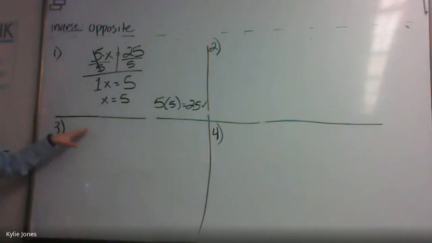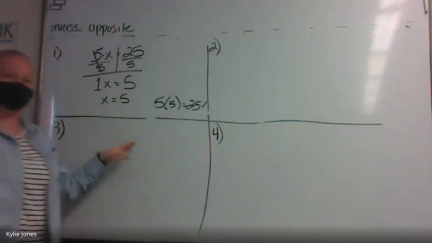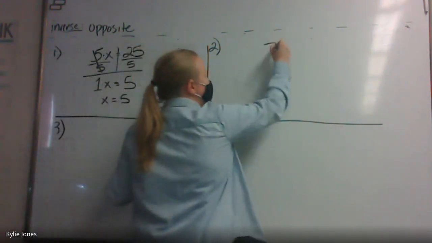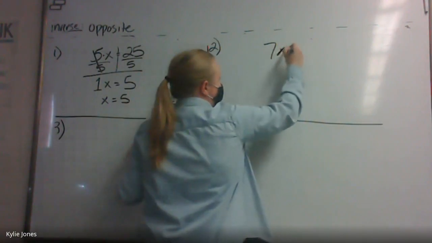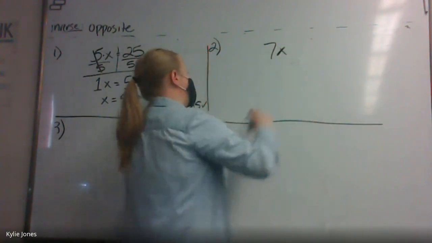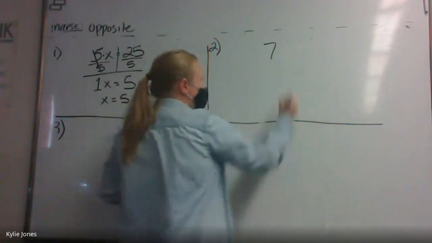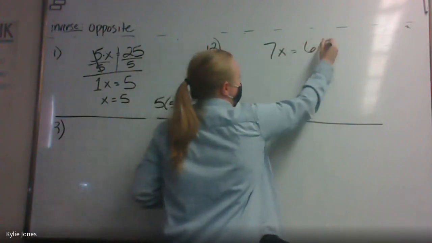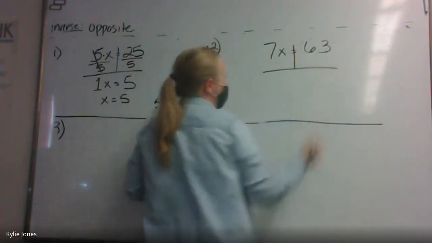All right, so now let's do 3 on your own. Okay, you can follow the same process. Let's do 7x equals 63. So you can solve that one.